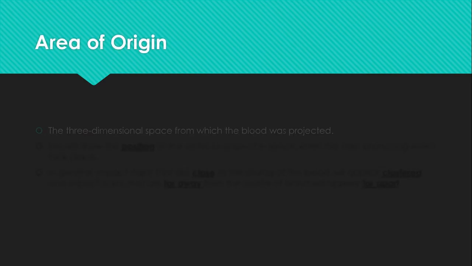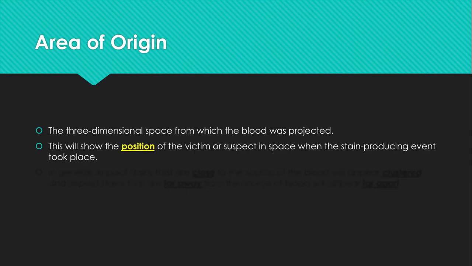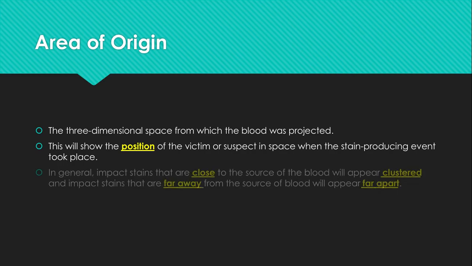The area of origin is the three-dimensional space from which the blood was projected. Previously, we looked at 2D, just flat, but things occur in three-dimensional space. So this will help show the position of the victim or suspect in space when the stain-producing event took place. In general, impact stains that are close to the source of the blood will appear clustered, and impact stains that are far away from the source of the blood will appear far apart.